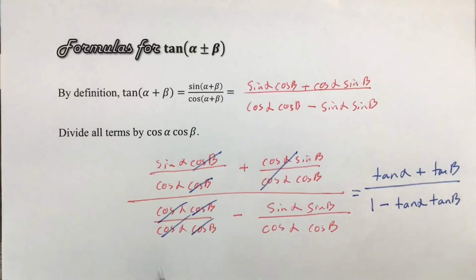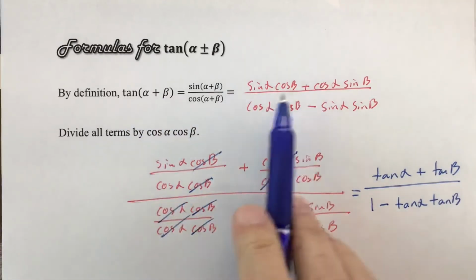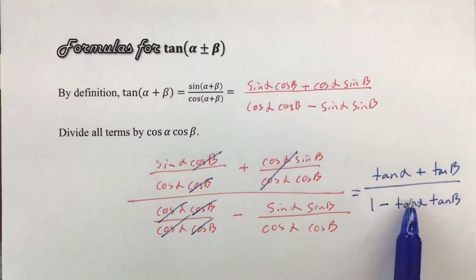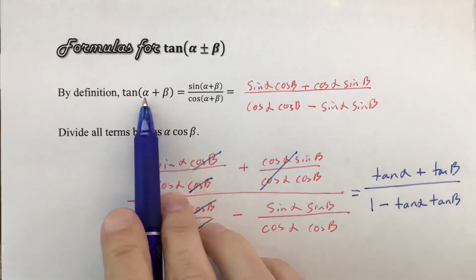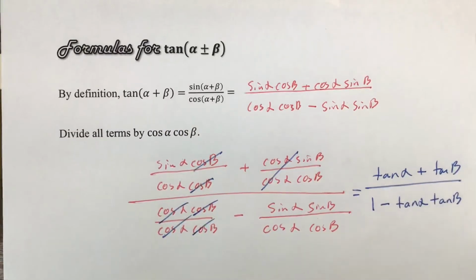All right, so tangent of alpha plus beta. We went through a lot of steps to get there, but eventually we came back to having some equation that separates the alpha and the beta and keeps everything in terms of tangent.